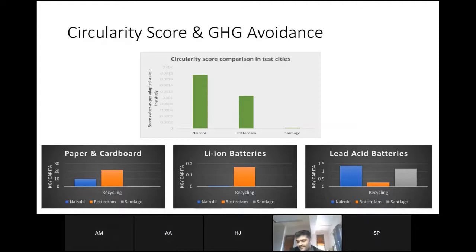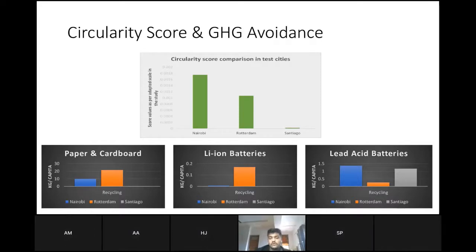What we have found here is that Nairobi scored the highest and Santiago scored the lowest. Santiago's domestic material consumption value was very high. It also follows a trend of a growing economy where there's high consumption, but not many reuse or recycling processes, at least, and the waste management system is not mature enough. And that's why the score value is very low.